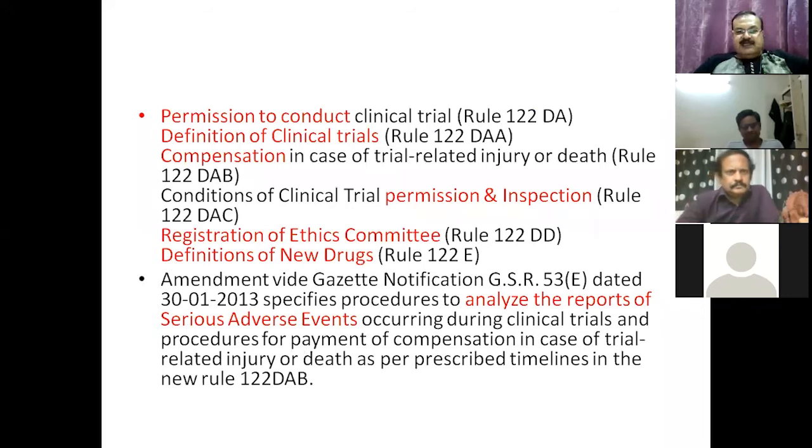This is a very busy slide, and I don't want you to remember everything. But what are the clinical trials? What are the permissions to conduct the clinical trials? What are the compensations in cases of trial-related injury or death? Who has the right to inspect? Who gives the permission? How the ethics committees are registered. These are some of the things which are incorporated into Schedule Y.